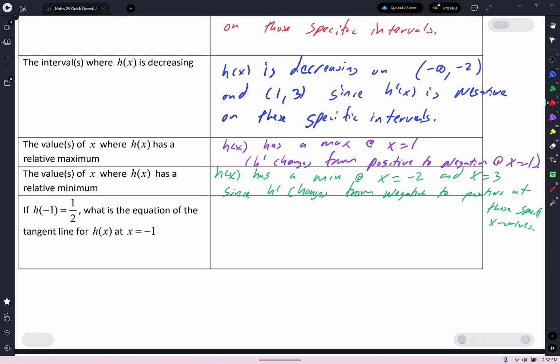All right. Next one. If h of negative 1 equals a half, what is the equation of the tangent line for h of x at x equals negative 1? What two things do I need for a tangent line, guys? A point and a slope. Do I have a point? This is my point, guys. That's a point right there. Your point is negative 1 comma 1 half.